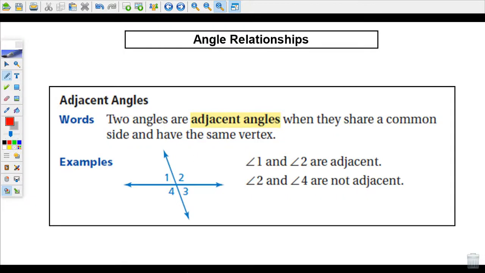Hi students, today we're going to talk about a couple different pairs of angle relationships. We're going to talk about adjacent angles and vertical angles. First one is adjacent angles.